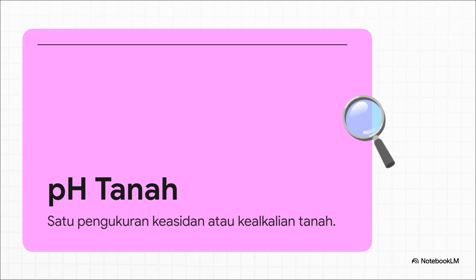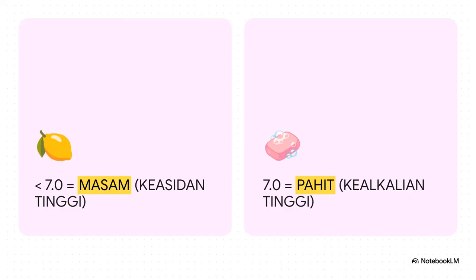It might just be one number, but believe me, it tells a really complex story about everything happening just beneath the surface. This scale here shows you the range. Anything below 7 is acidic, 7 is perfectly neutral, and above 7 is alkaline. Most plants have a pH sweet spot where they grow best, and that's usually somewhere between 5.5 and 7. If the soil's mood gets too acidic or too alkaline, the plants just won't be happy.